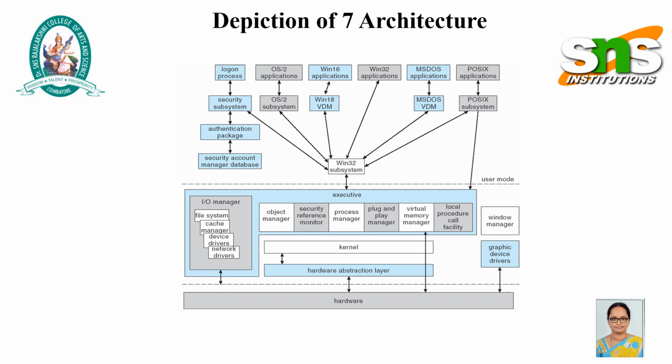Windows 7 architecture is represented by this picture. We have different OS applications, Win32, POSIX, and other subsystems presented in user mode. And in the executive or kernel mode, we have the input/output manager, object manager, plug and play manager, process manager, and window manager, graphic device drivers, kernel, and hardware abstraction layer. So these are all the layers presented, and that is directly connected with hardware.